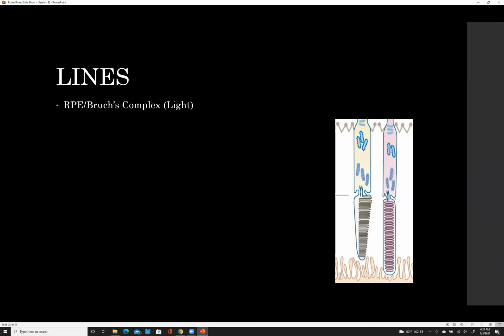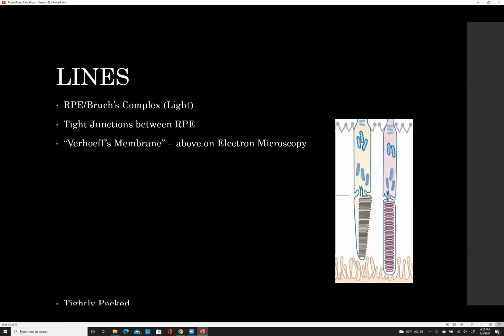Okay, so that's interdigitation. And then finally, RPE-Bruch's complex, which is light. Why is this true? Because there are tight junctions between the RPE. I will also just say that there is something called Verhoeff's membrane. Don't get me started on why I have to mention that. You can see a slight dark line between the interdigitation zone and the tight junctions, because relatively speaking, that line is less packed together than the tight junction itself. So you get a dark and light band, but don't worry about it. I'm just pointing it out.